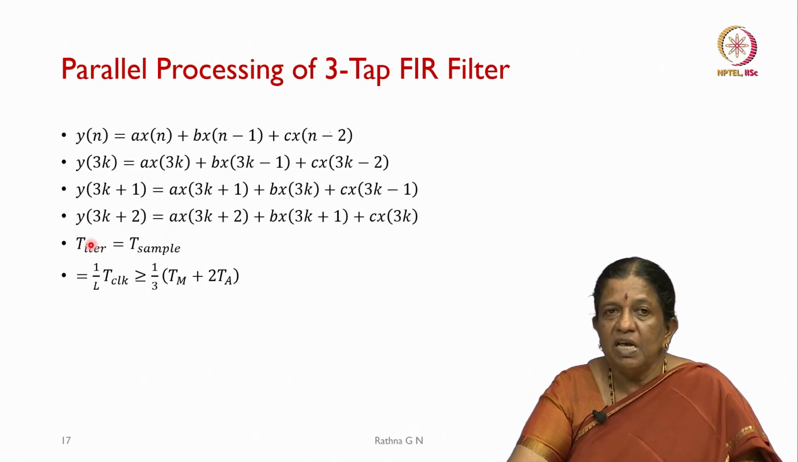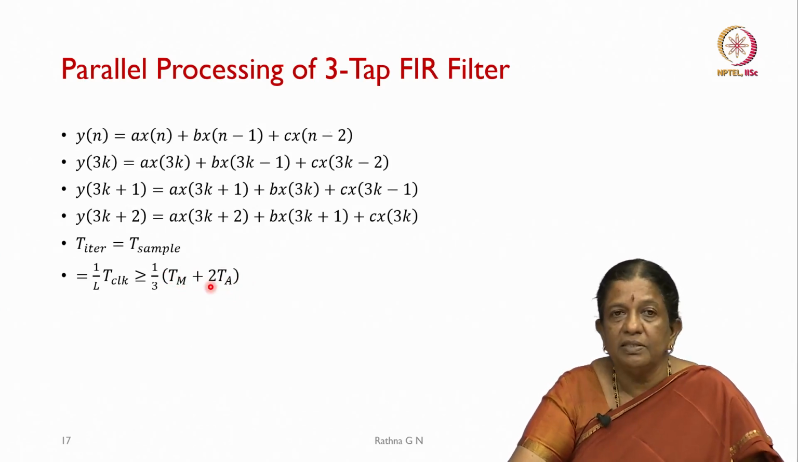Then, we call the time taken for an iteration the sample time, t sample. Here in this case it becomes 1 by L into t clock, which is greater than or equal to, because the number of parallel sections I have assumed is 3 here, 1 by 3 into 1 multiplier plus 2 adders, because I have not put any pipelining here. So, the adder delay is going to be 2 units in this case.